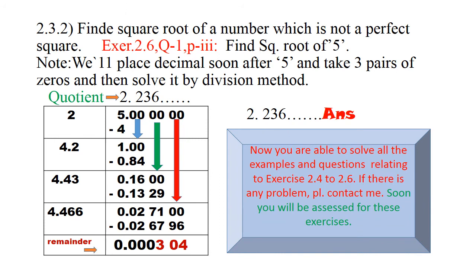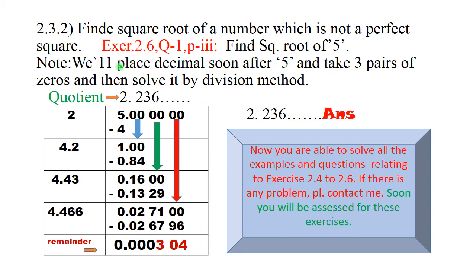Article 2.3.2. Finding square root of a number which is not a perfect square. Exercise 2.6, question 1, part 3. Find square root of 5. Note, we place a decimal soon after 5 and take 3 pairs of zeros and then solve it by division method.